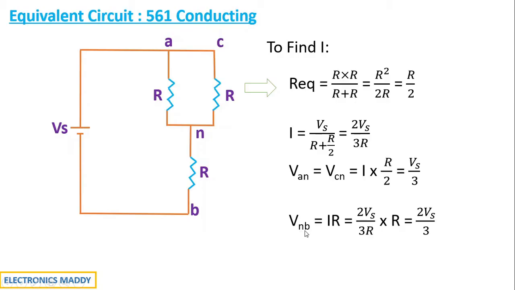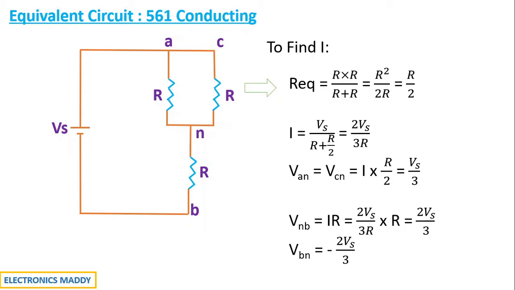But what we want is VBN, not VNB. So we will be simply getting VBN by reversing its polarity, isn't it? Because according to a convention, if this is positive and this is negative, and if you're measuring the voltage between these 2 points, then the voltage will be opposite in polarity, isn't it? So that is why you're getting minus 2 Vs by 3. So this is an important observation. Why are we doing this? That is a big question, isn't it?